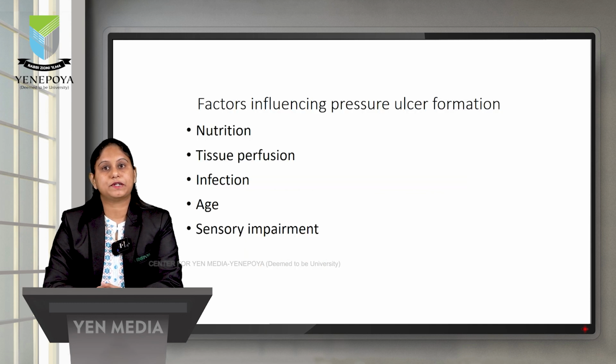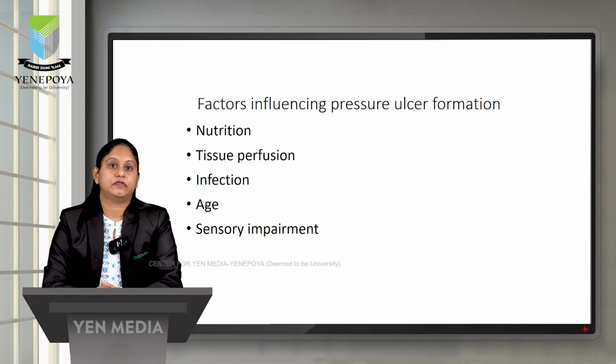Factors influencing pressure ulcer formation. First is nutrition. Healthy nutrition and a balanced diet are very important for healthy skin. People who are malnourished, undernourished and weak are more prone to the development of pressure ulcers. Tissue perfusion is very important to supply blood to the skin surface, which improves skin health.